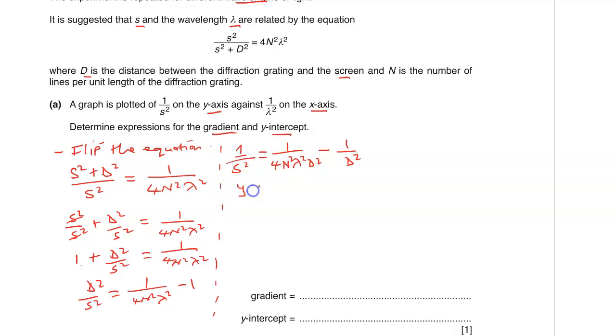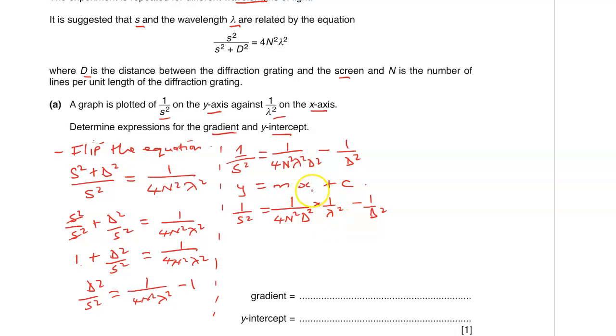So this equation is similar to, because we are plotting this on the y-axis and this on the x-axis, mx plus c. Okay, so then our y is 1 over s squared, and this is x. Therefore, if you rearrange this equation, you can write it like this: 4n squared d squared times 1 over lambda squared minus 1 over d squared.